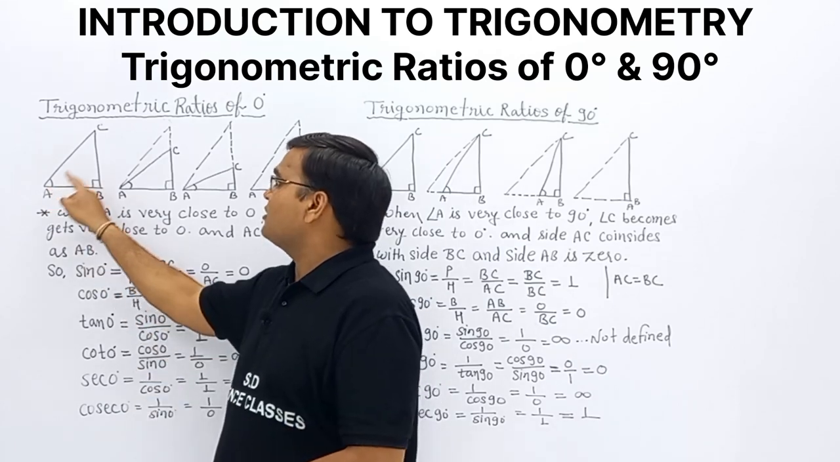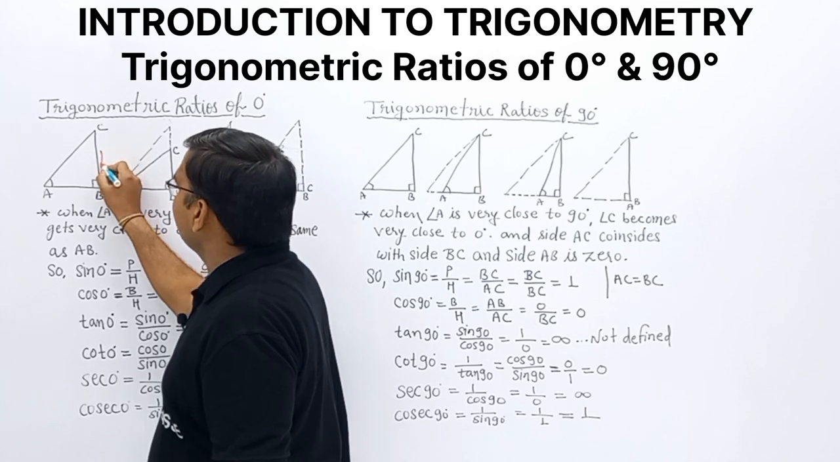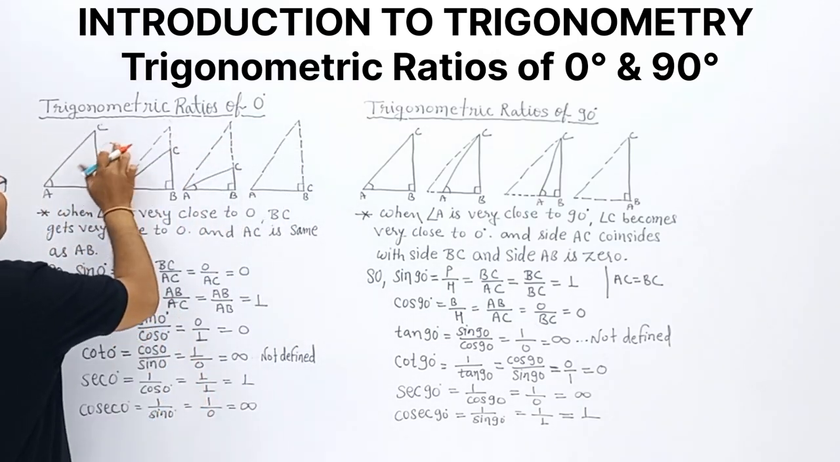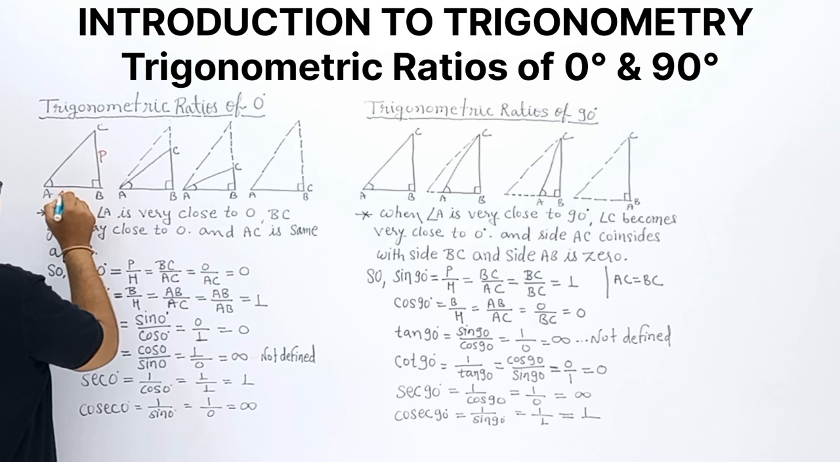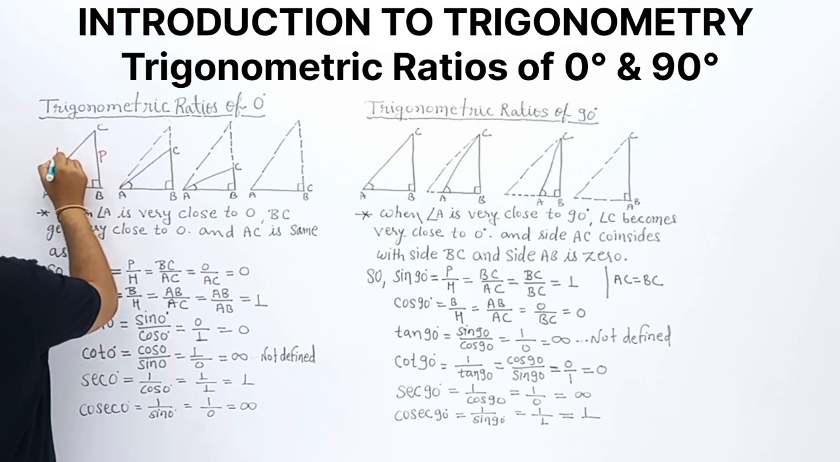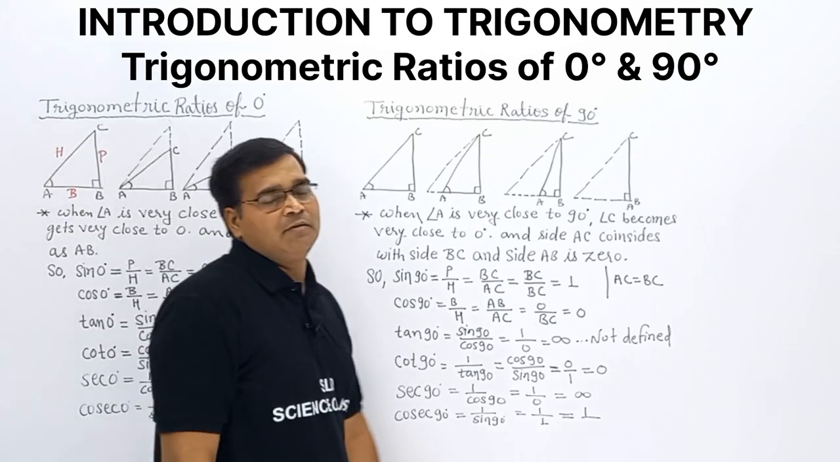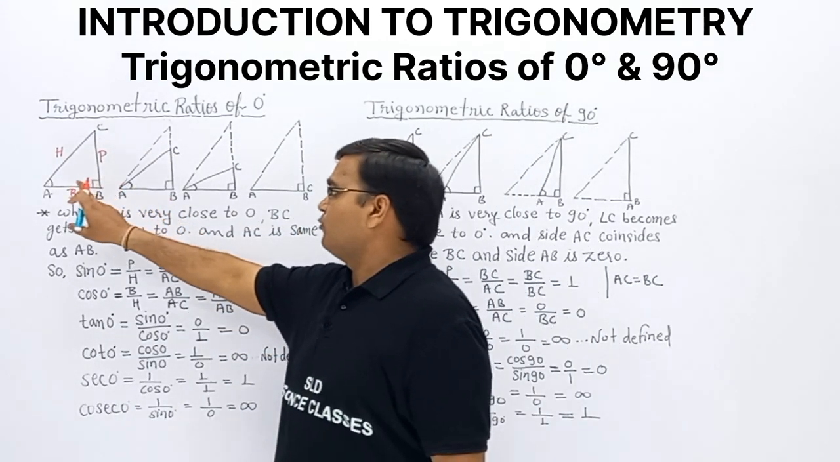Its opposite side is the perpendicular. Observe. Its adjacent side will be the base. So its opposite side is the perpendicular, this is the base, and this is the hypotenuse. Clear?